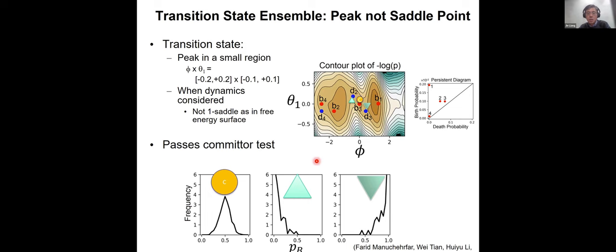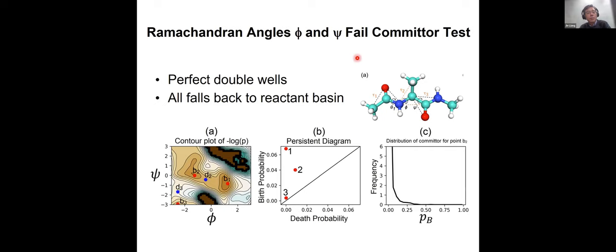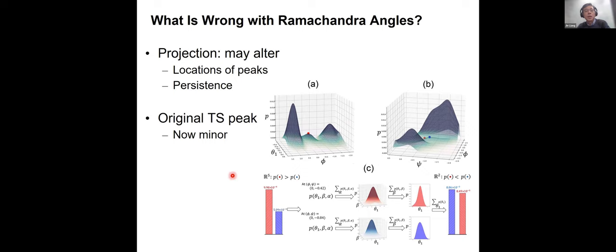What's interesting is that traditionally, from a protein or peptide point of view, people think in terms of Ramachandran angles. The most important angles are phi and psi. If you take these two coordinates, you get perfectly well-formed double wells. But these are not sufficiently accurate to describe the reaction dynamics, because if you take all these peaks here and run the committor test, all of them go back to the reactant basin. So these topological features on this particular surface, if you just look at the Ramachandran angles, will not provide the correct transition state ensembles. So what is wrong with these Ramachandran angles? The reason is that you really have to look at this high-dimensional 5D, 6D space and look at where the peaks are.